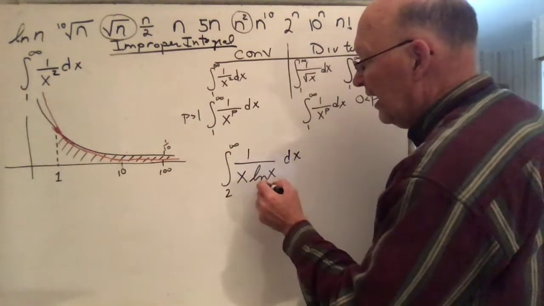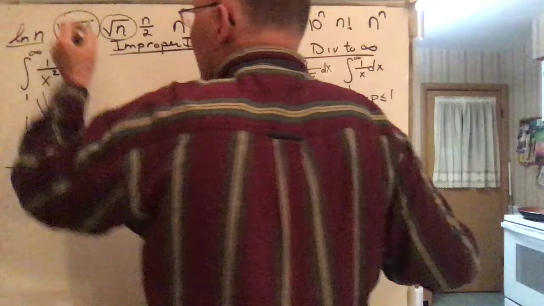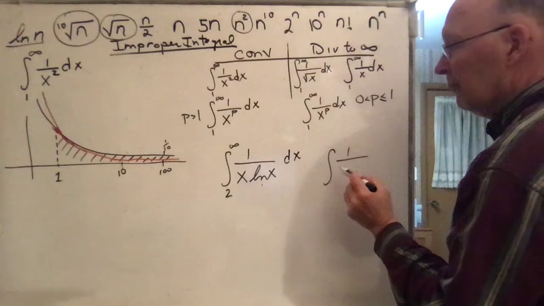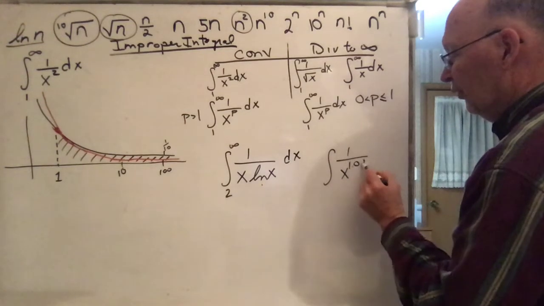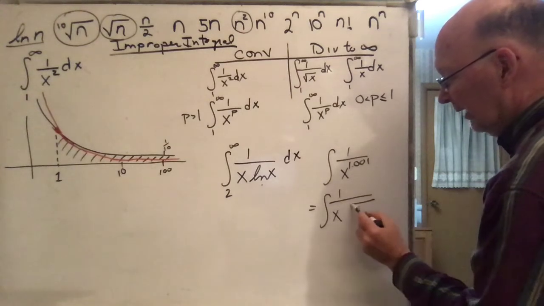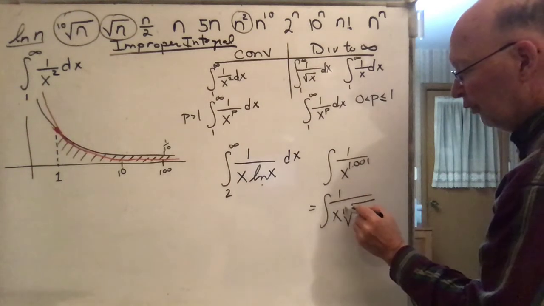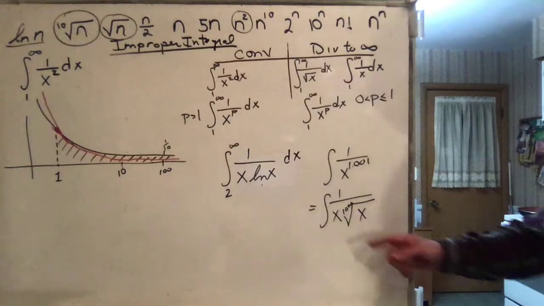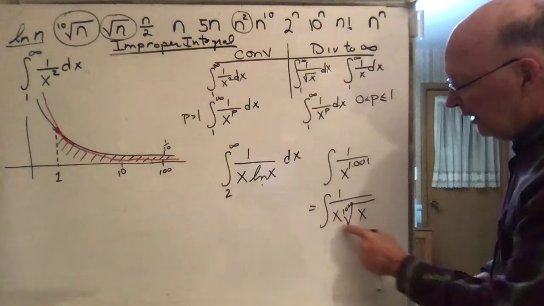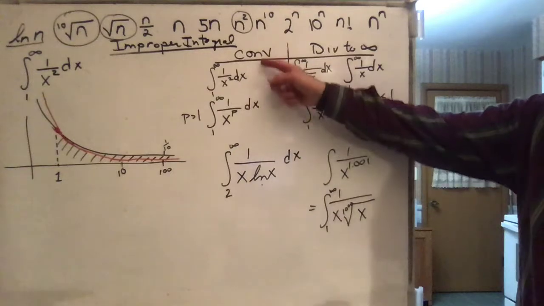It's because the ln of x, see this? It grows slower than any power of x. So right here, if I have 1 over x to the 1.001 power, what that really means is it's 1 over x times the what? This is the 1000th root of x. See that? It's x times the 1000th root of x. And this denominator grows so fast that this thing is going to converge.